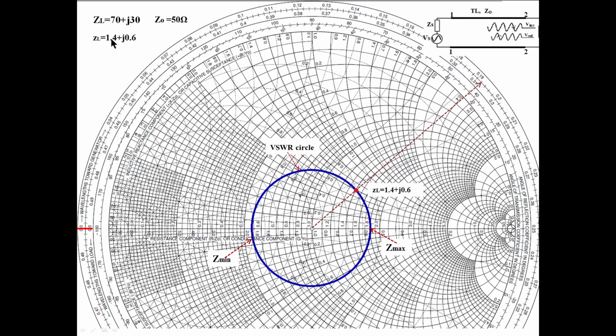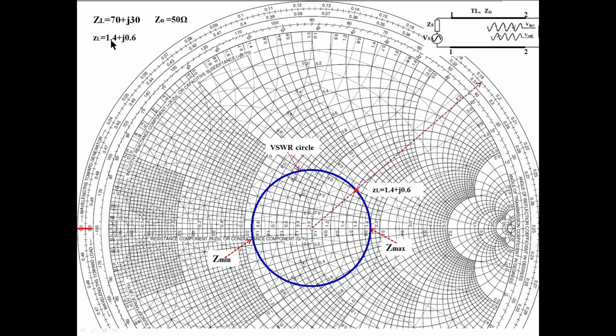It appears as a point, and I have marked it here. I already told you how to do that in the earlier class also. It is the intersection of the 1.4 resistance circle and the 0.6 reactance circle. 0.6 is the reactance and 1.4 is the resistance.